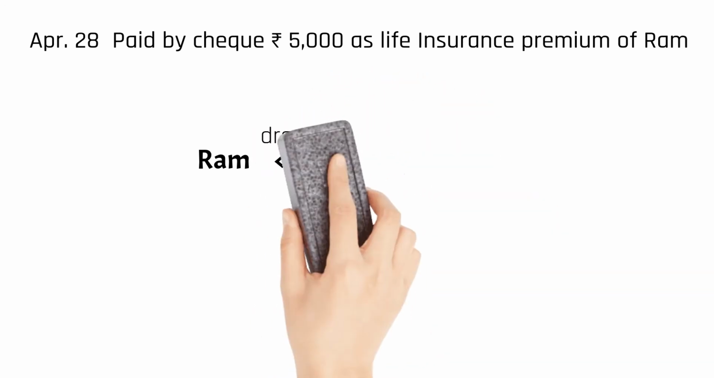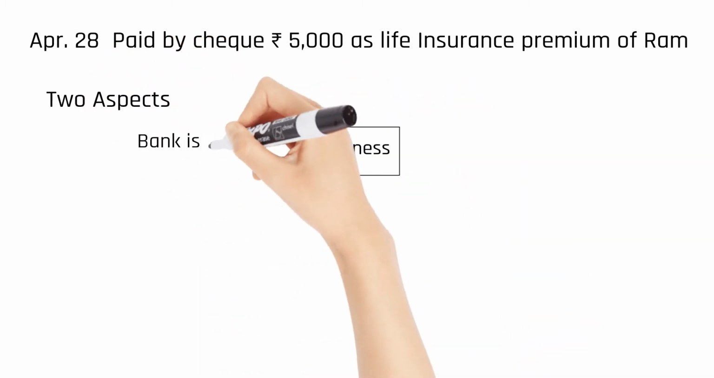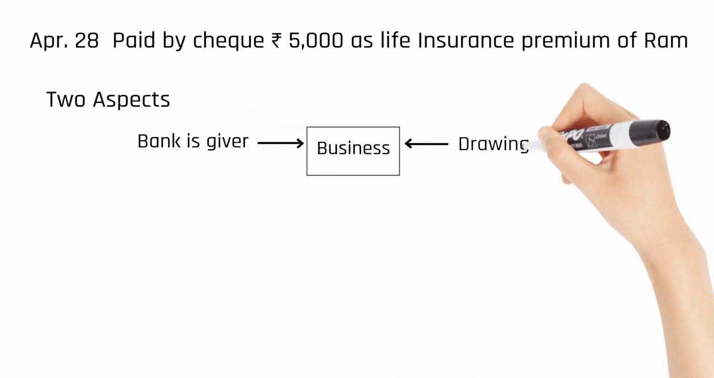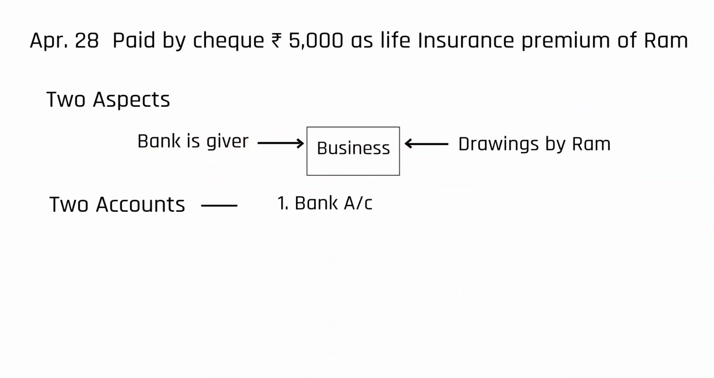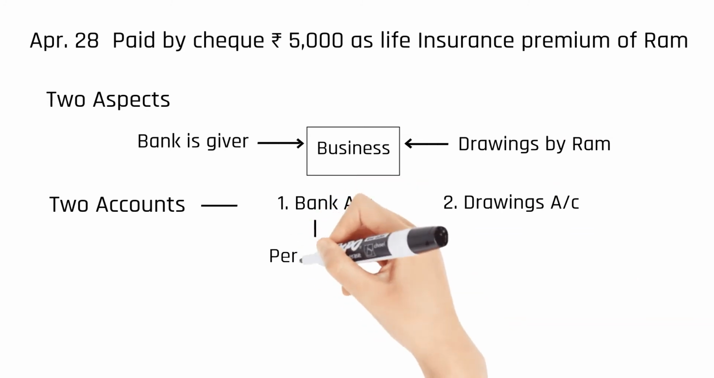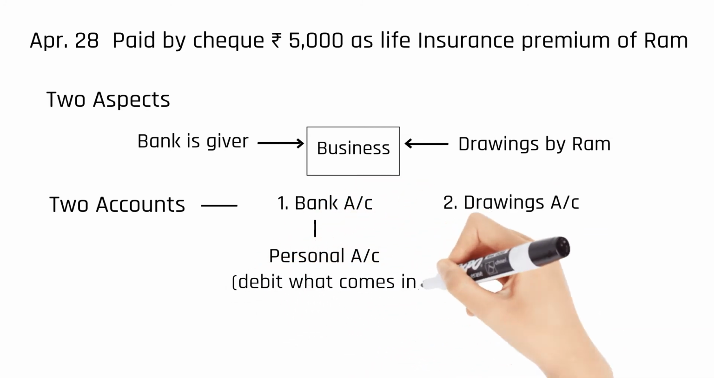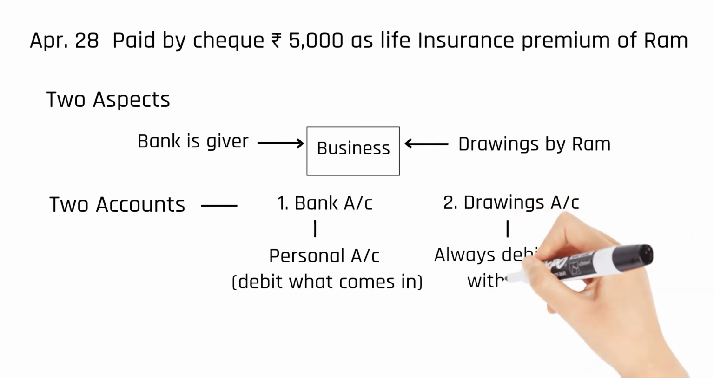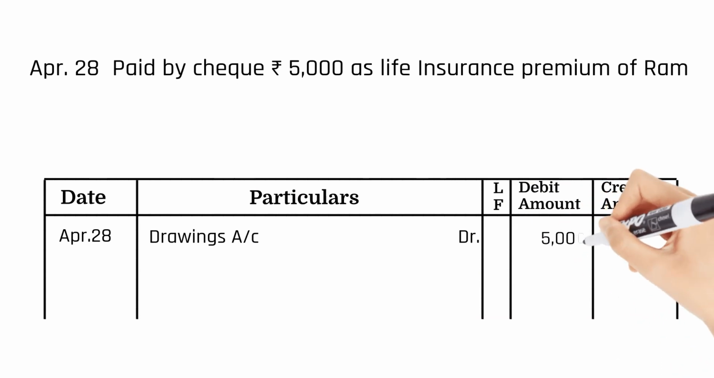Two aspects are: the bank is making payment here and drawings is made by RAM. So two accounts affected would be the bank account and the drawings account. Bank account, we know, is a personal account, and drawings represents withdrawal and is always debited for anything withdrawn by the owner. So our entry becomes drawings account debit to bank account 5,000, being RAM's life insurance premium paid.